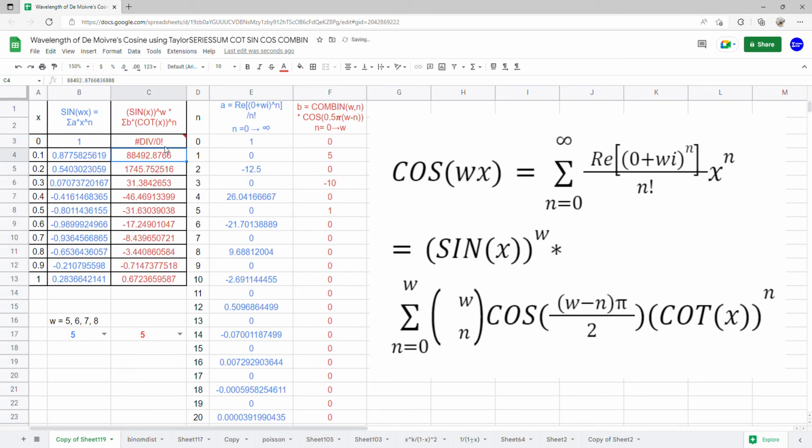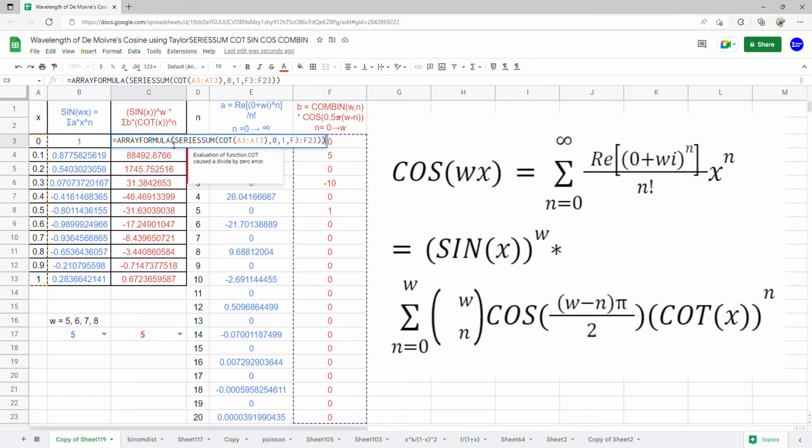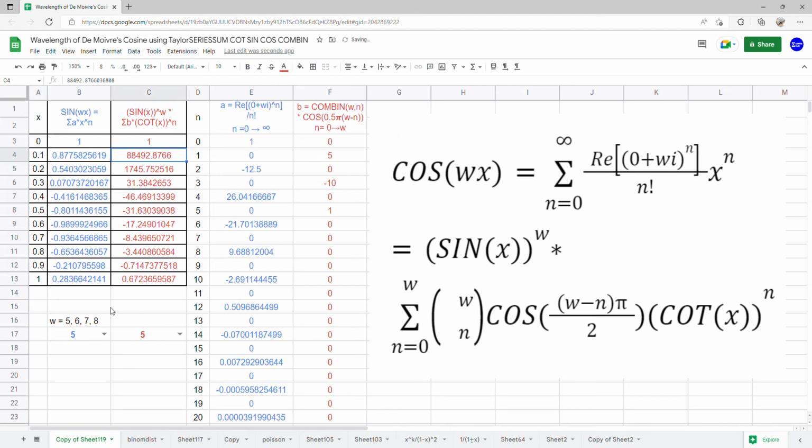Now this is a cosine, so at x equals 0, it should be 1. So we correct that. If x equals 0, it should be 1. Otherwise, calculate. Now it's corrected.